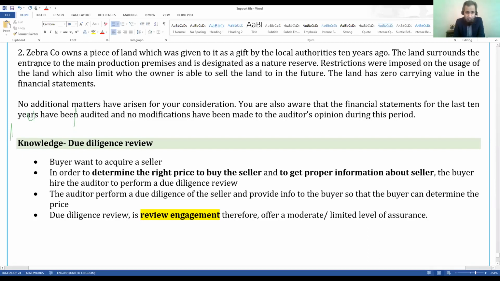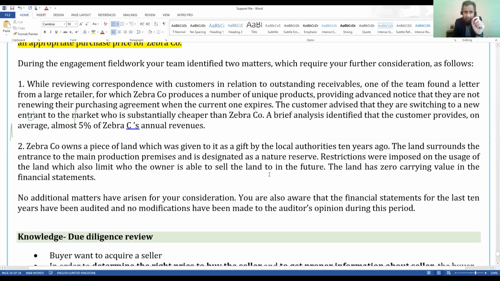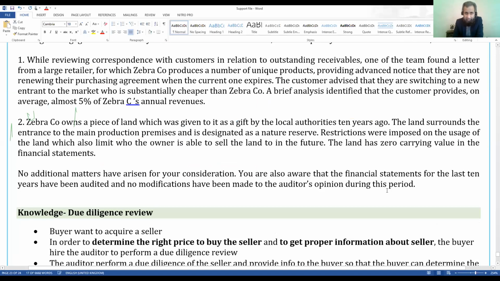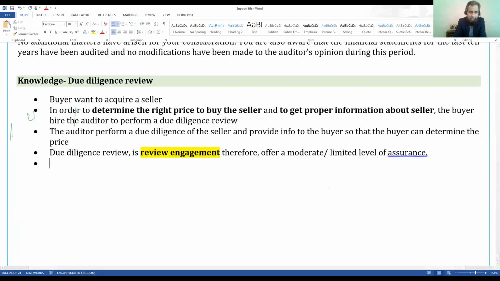Right, so we have all animals here. We have leopard, we have cheetah, we have zebra. Let's start with the analysis of the 3. Now, you have to do 2 things. One, you need to do the valuation of the assets. And secondly, you need to determine the analysis of the company's operating profit forecast. Yes, the line is missing, right? Good. Okay.